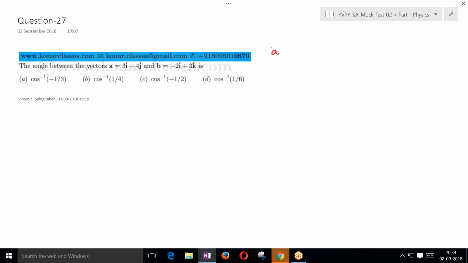Suppose, so what is the vector A? Vector A is given as 3i minus 4j plus nothing for k, so we can write 0 into k, which will be helpful for us to compute further. And what is the vector B? Vector B is equal to minus 2i plus 0 into j, because there is no j component, plus 3 into k.